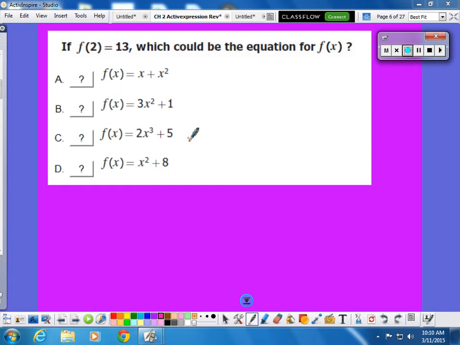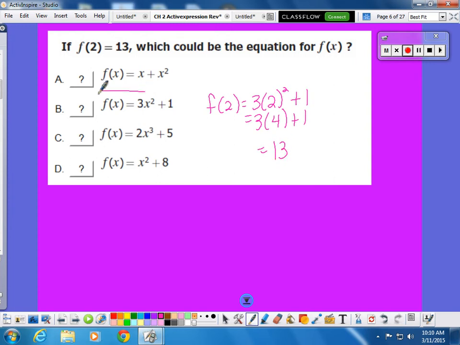Okay, can somebody tell me what they think? B. Because if I plug in 2, I get 3 times 2 squared plus 1, and that would be 4, and 3 times 4 is 12, plus 1 would be 13. That is correct. Just for practice, what would you get if you did it here? 21. Because 2 to the third is 8, times 2 is 16, plus 5.